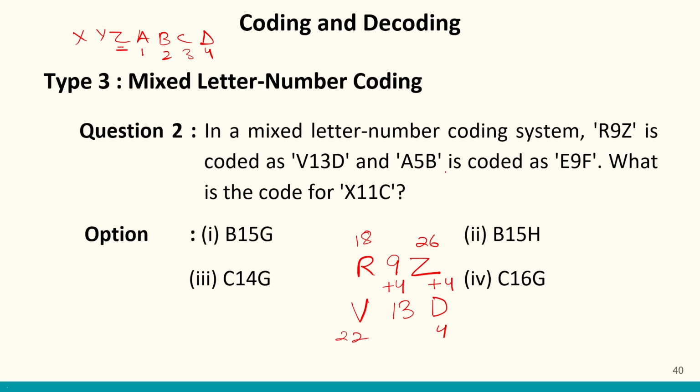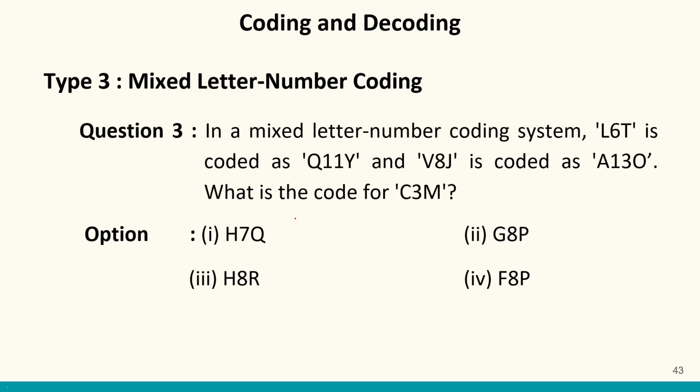Let us check it for A5B also. From 5 plus 4 will give us 9, A plus 4 will give us E, and B plus 4 will give us F. So logic follows, hence we can find it for X11C. 11 plus 4 will give me 15. So I can eliminate option number 4 and option number 3. B is the same. So let us check only for the last letter. C plus 4 will give me how much? C plus 4 positions will give me, C is numbered at 3, plus 4 will give me 7th position, which is of G. So my answer will be option number 1, B15G. Now let us look at this question.